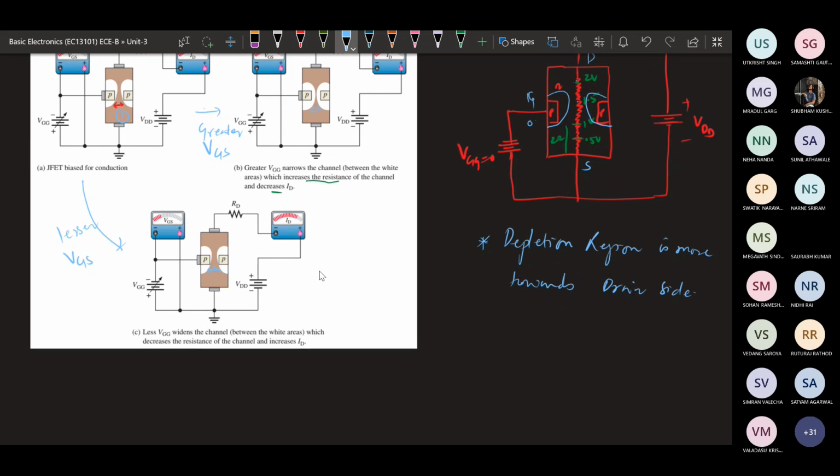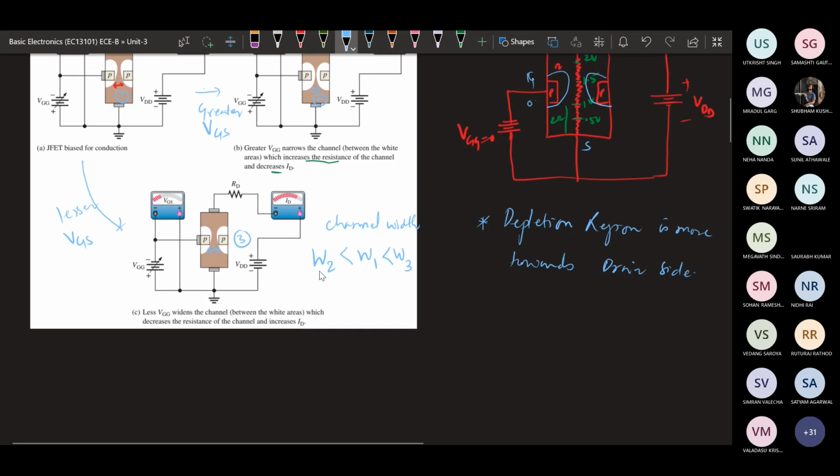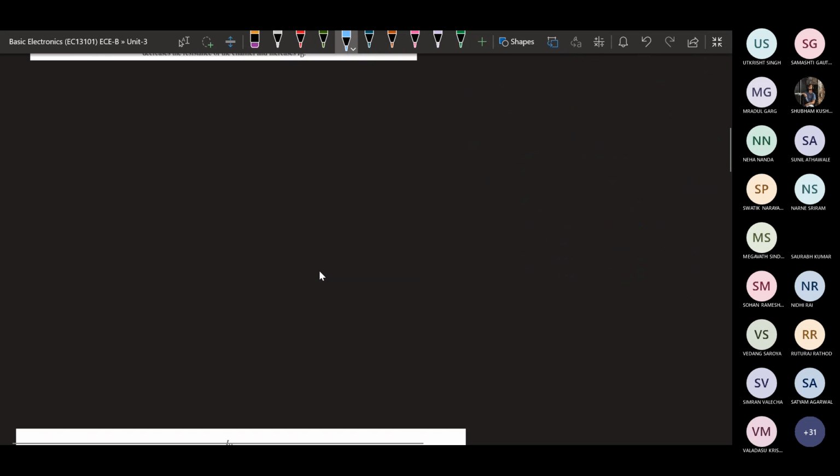So if this is the case of 1, this is the case of 2, and this is the case of 3, then the channel width in case of 2 will be lowest compared to that of 1, and then the channel width of 3 will be highest, as it is biased with less negative or less reverse bias amongst all. Okay, so this is how the gate to source voltage is going to affect the channel width basically.